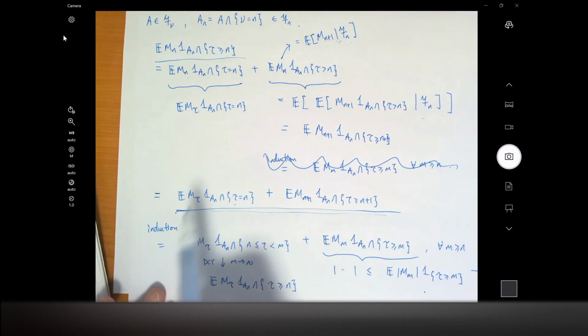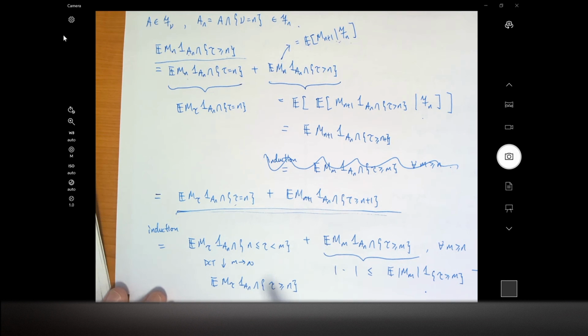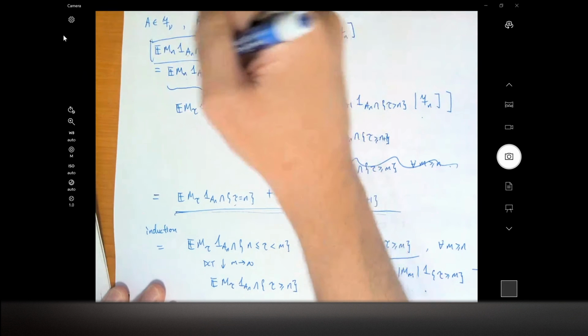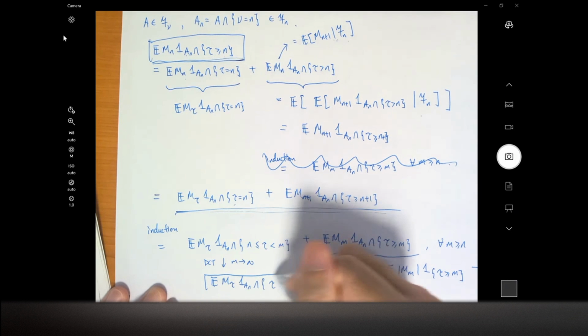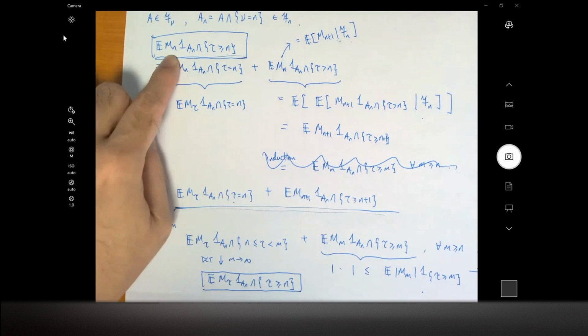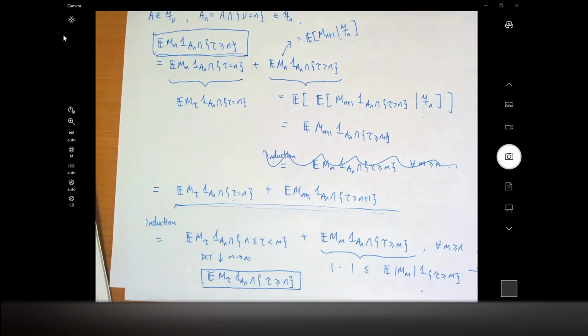So what have we proven? We have proven that if I take m to infinity in this expression, this whole thing is going to converge to this guy. Which means that what we have shown here is that this over here is equal to this over here. Basically, I have just replaced the n with the tau.